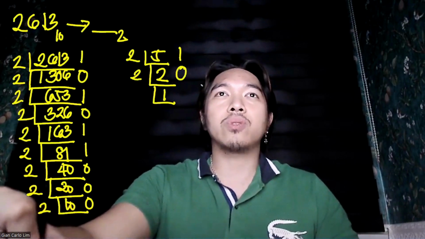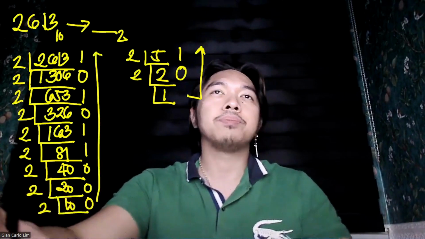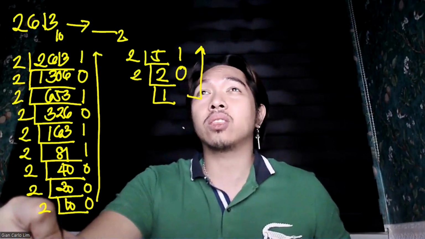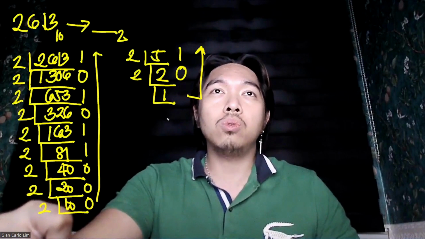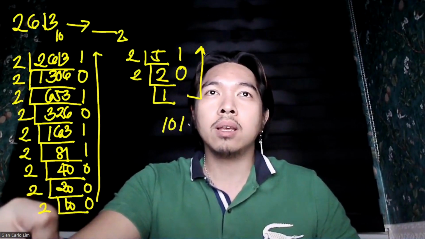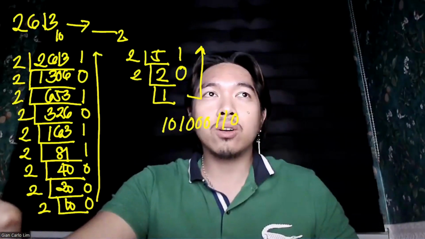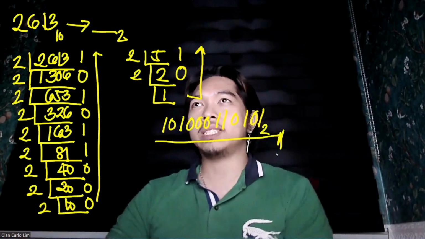So same process, we're going to read that from bottom pataas. Okay. So the conversion of 2,613 from decimal to binary would then be equal to 101, 0011, 0101 base 2. And that is now the answer in our sample problem.